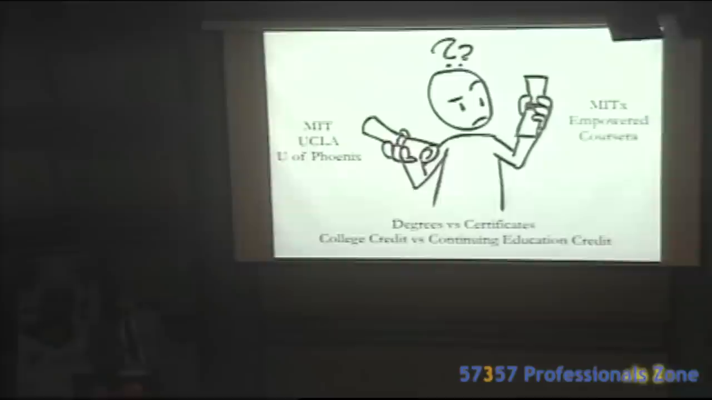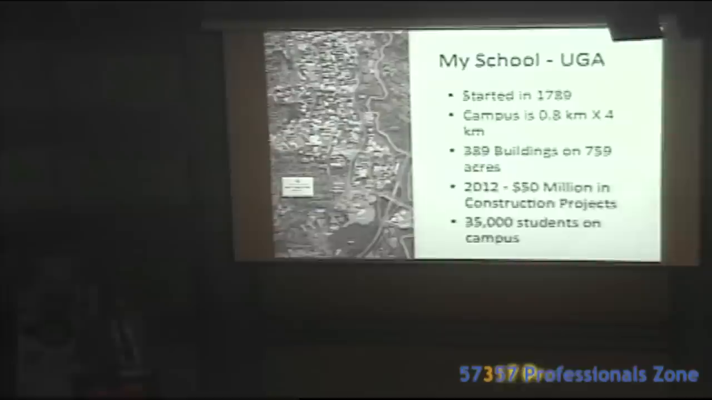So just as an example, I'm coming from the University of Georgia. Here's a high-level picture of the campus at the University of Georgia. It was founded in 1789. The size of the campus is about 0.8 kilometers by 4 kilometers. It covers about 759 acres.